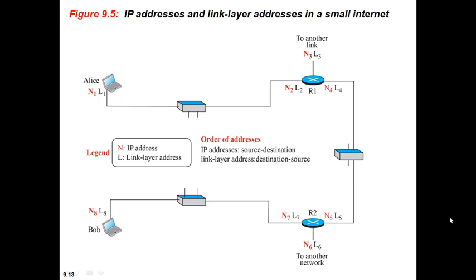Here we can see two devices communicating, Alice and Bob. Alice is the source and Bob is the destination. For each host we have shown two addresses, the IP address as N and the link layer address as L. The router has as many pairs of addresses as the number of links it is connected to. We have shown three frames, one on each link. Each frame carries the same datagram with the same source and destination addresses. We can see N1 and N8.